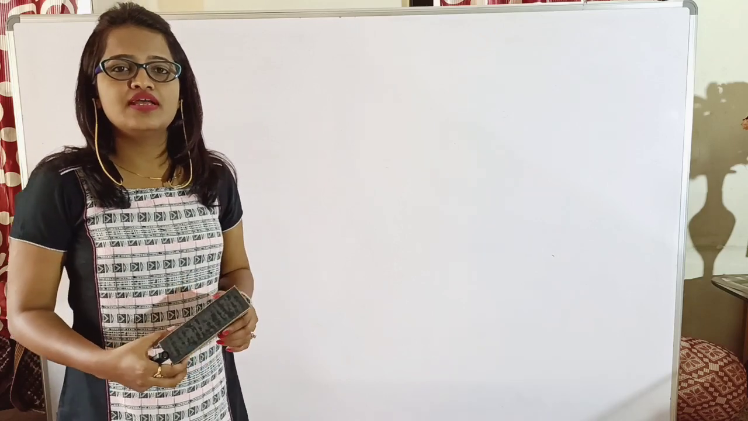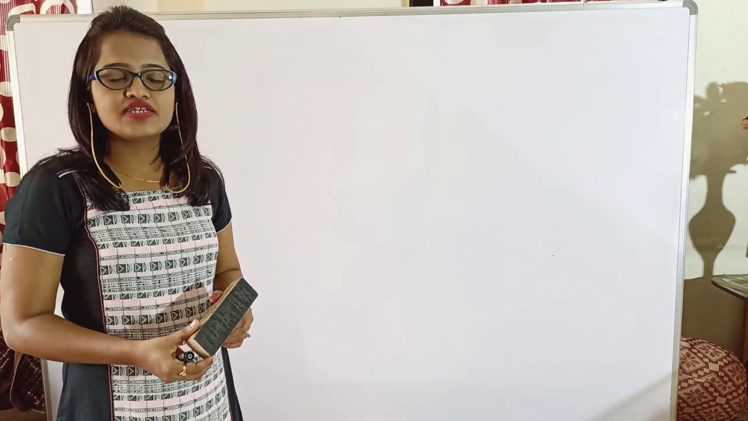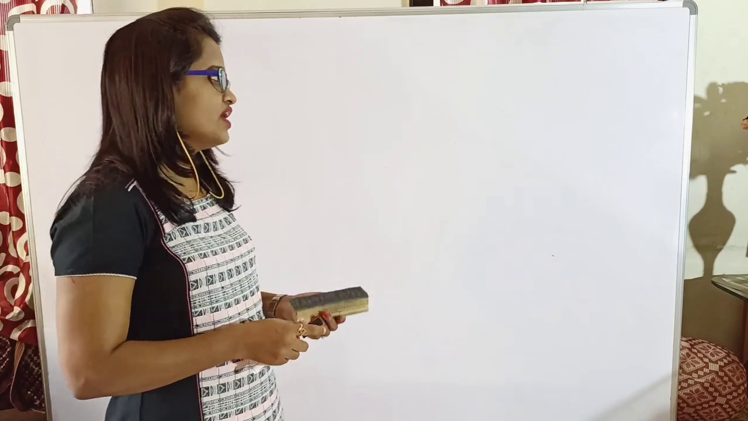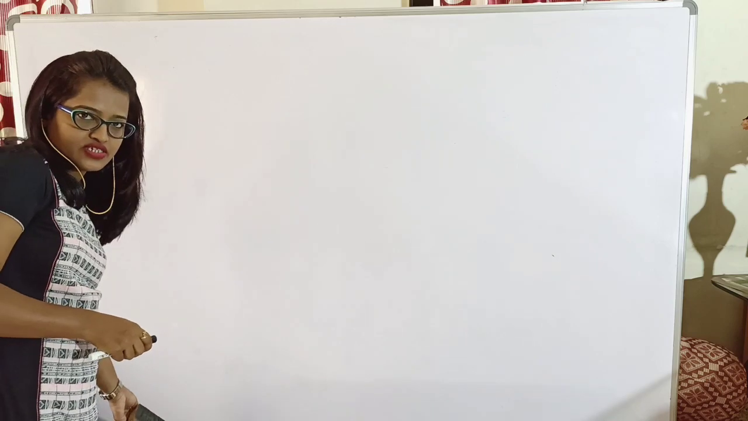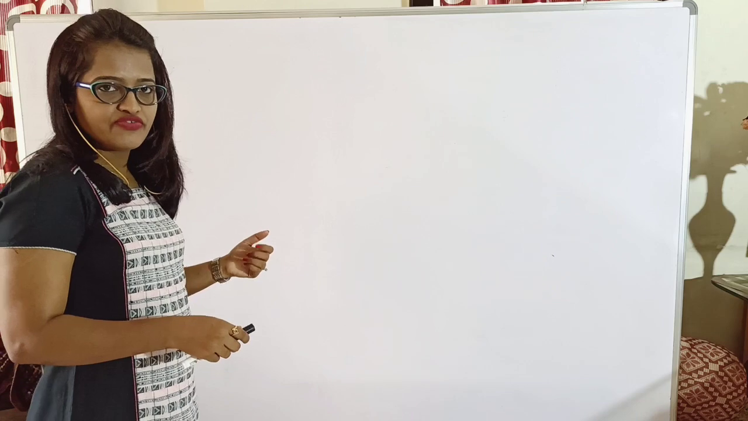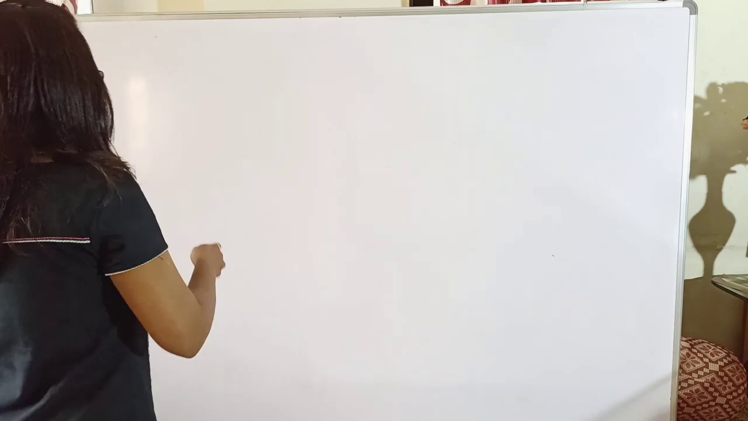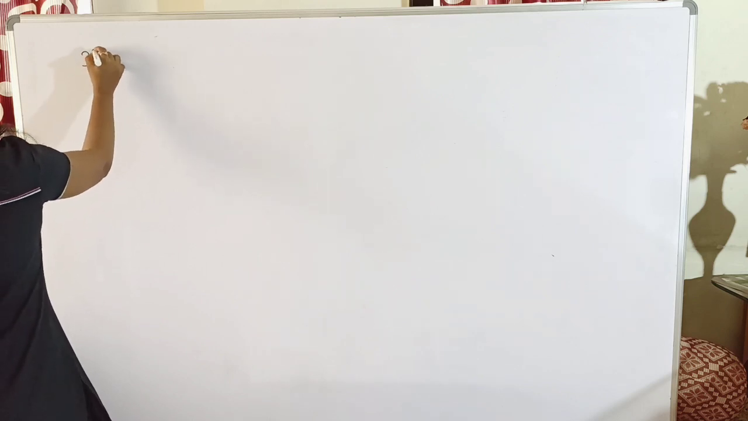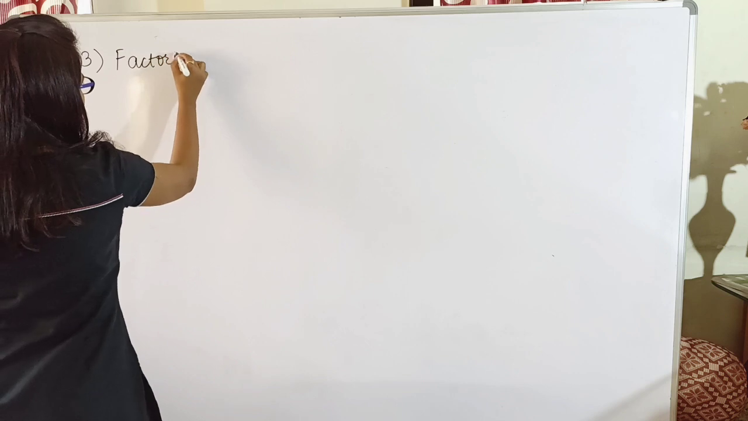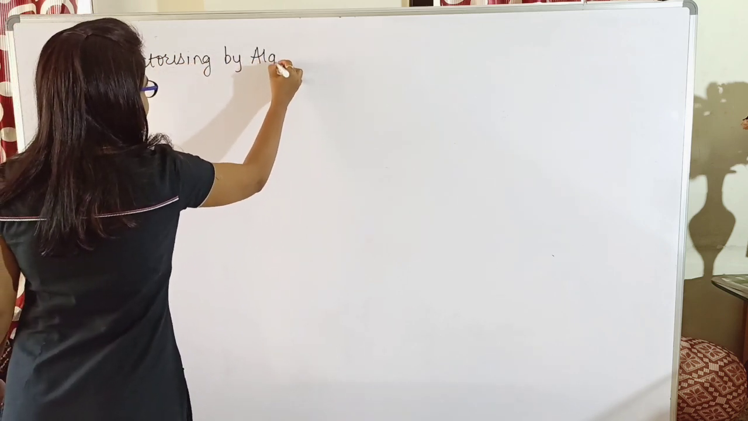Hello students, let us start the next method of factorization, factorizing by making use of algebraic identities. Until now, we have seen two methods of factorization. The first one was factorizing by taking the common factor, whereas the second one was factorizing by regrouping the terms. So now let us see the third method, that is factorizing by algebraic identities.